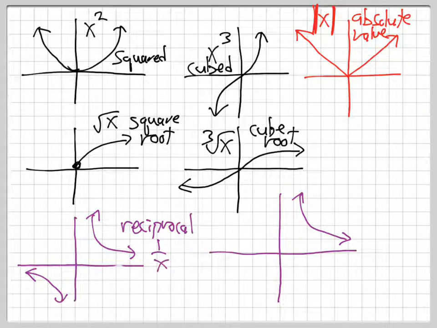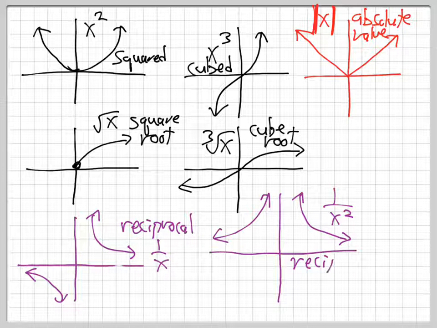All right, and then the other one, both up. This is 1 over x squared. You see, because it's squared, so everything's positive. It's all up. And this is called the reciprocal squared. Because, again, it's flipped, but it's squared, and they're both up.